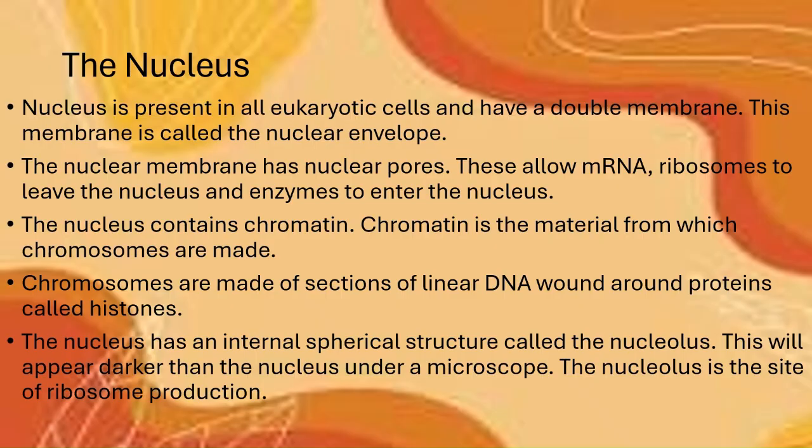The nucleus contains chromatin, and chromatin is the material from which chromosomes are made. And just to remind you, chromosomes are made of sections of linear DNA wound around proteins called histones. The nucleus has an internal spherical structure called the nucleolus. If you see past paper questions showing the nucleus, the darker circle that you will see is the nucleolus. So do keep an eye out for that if you're asked to mark specific structures in your question. These will appear darker than the nucleus under a microscope. The nucleolus is the site for ribosome production.